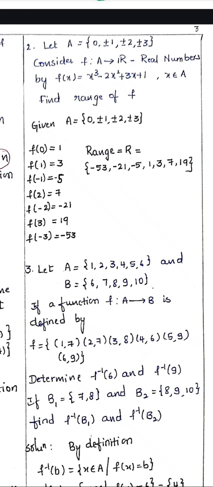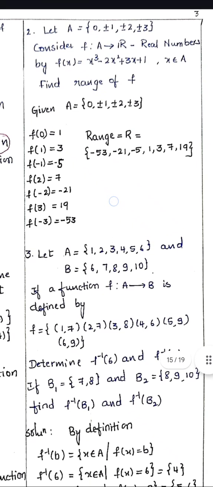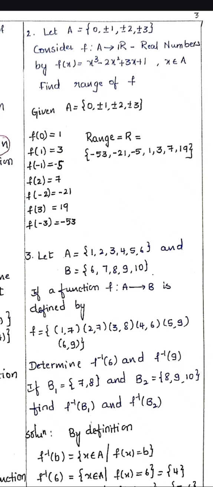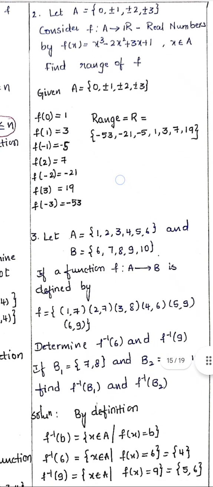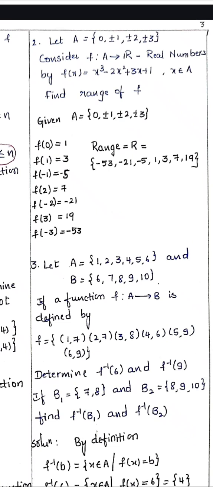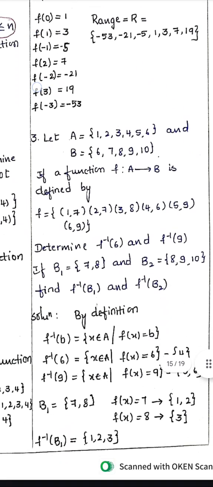Considering 0, we will get 1. Considering 1, f of 1 is 1 cube minus 2 into 1 square plus 3 plus 1. 3 plus 1 is 4, plus 1 is 5, minus 2 is 3. In the same way, for f of minus 1, we will get minus 5. And f of 2 is 7, f of minus 2 is minus 21, f of 3 is 19, f of minus 3 is minus 53. And the range R equals {minus 53, minus 21, minus 5, 1, 3, 7, 19}.